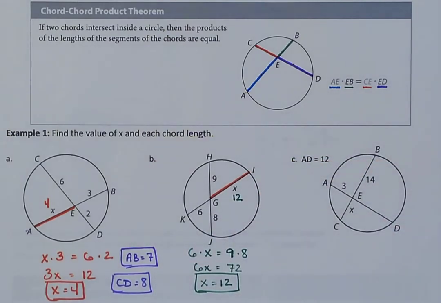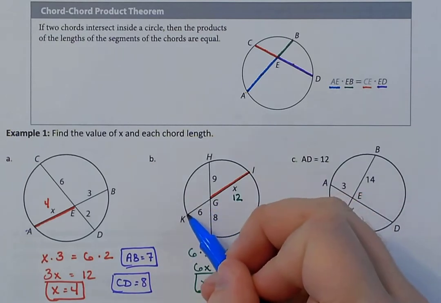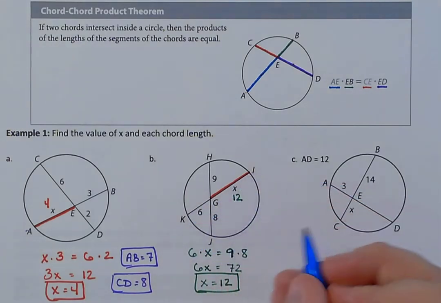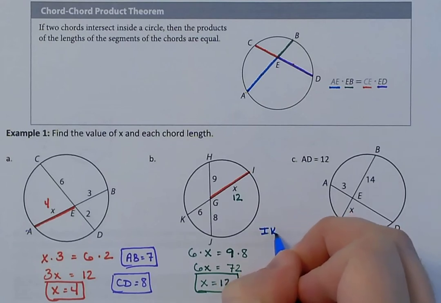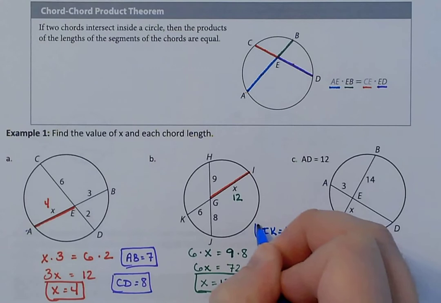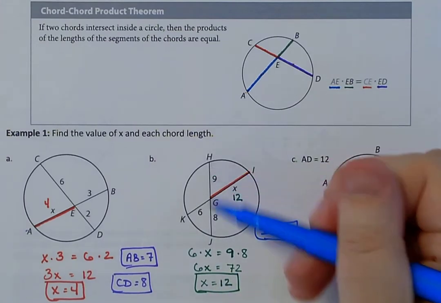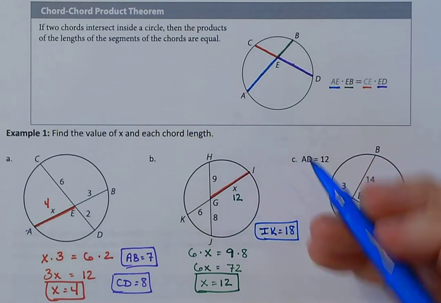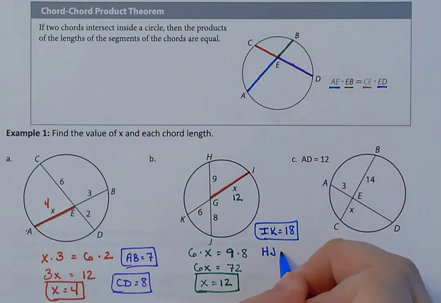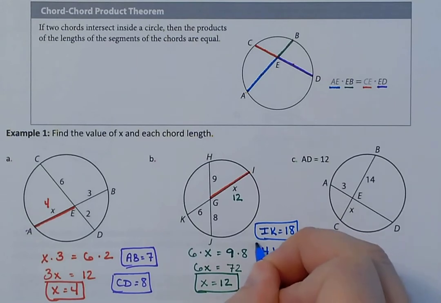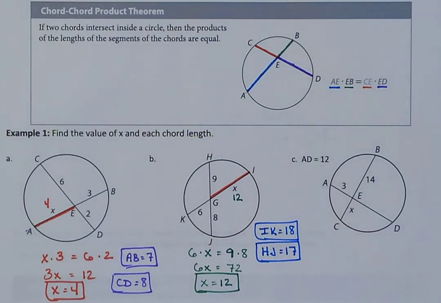You can then go through and find the length of the chords by just adding the two segments together. So what that means is that IK is 6 plus 12, so I know IK to be 18. And then for HJ, it's the two segments of 9 and 8. So if we do 9 plus 8, we get 17 for the length of chord HJ. And that is our answer for part B.